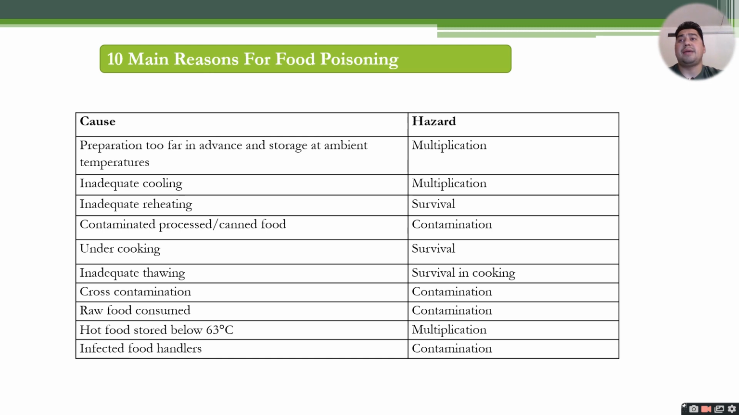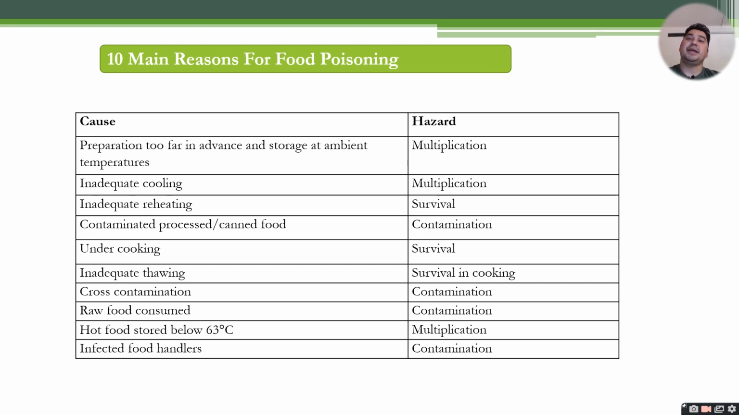On the left-hand side, we have the cause. The first is preparation too far in advance and storage at ambient temperature. You are preparing your food too far in advance. Let's say you have to eat your food at night, 9 p.m., but you prepare it in the morning. After the preparation, you keep your food outside at room temperature. So what will happen? The bacteria will start to multiply, and they will multiply more rapidly because you are keeping them outside at room temperature for a long time.